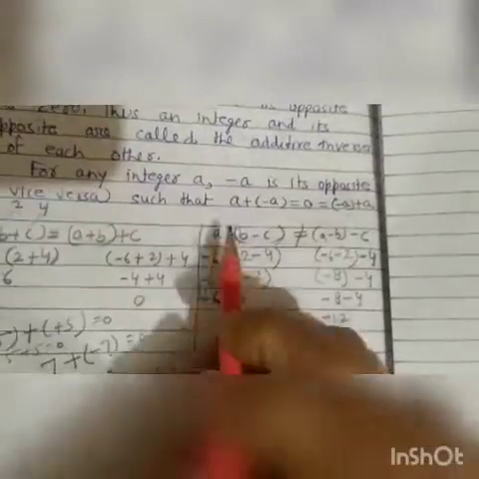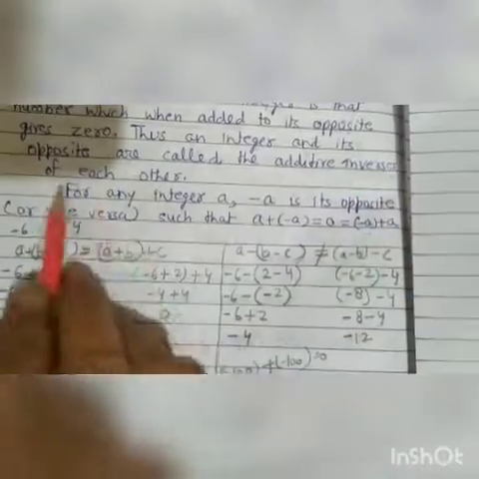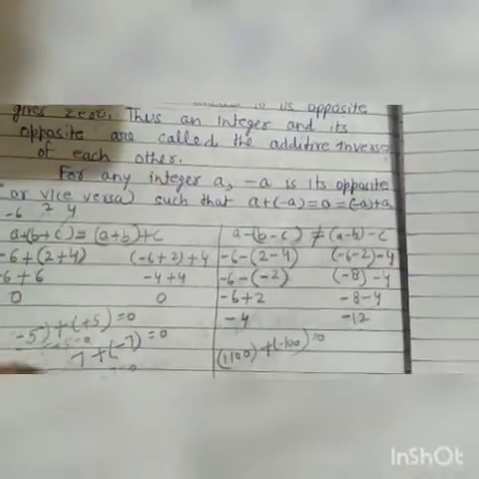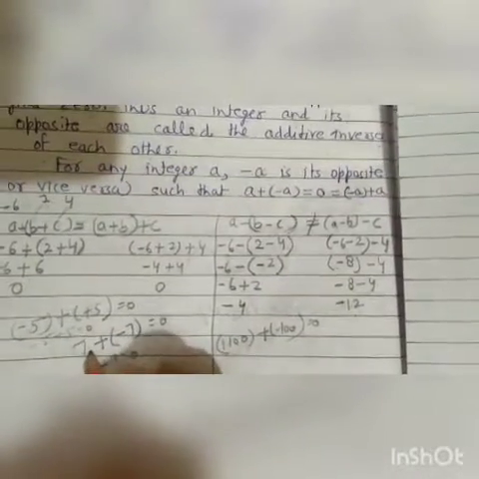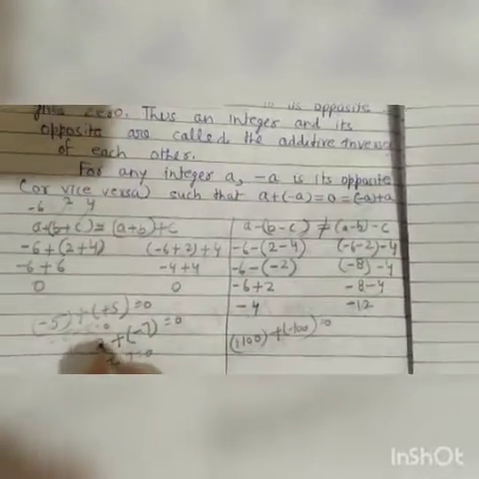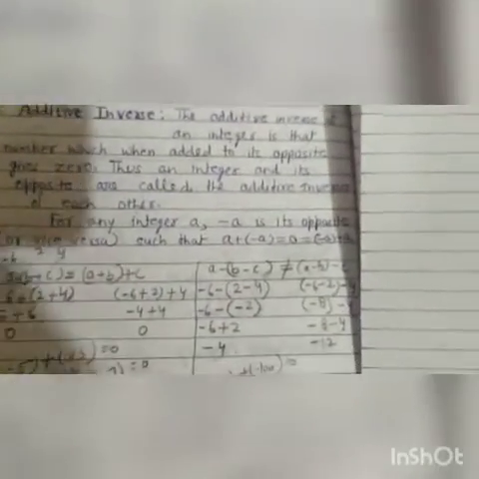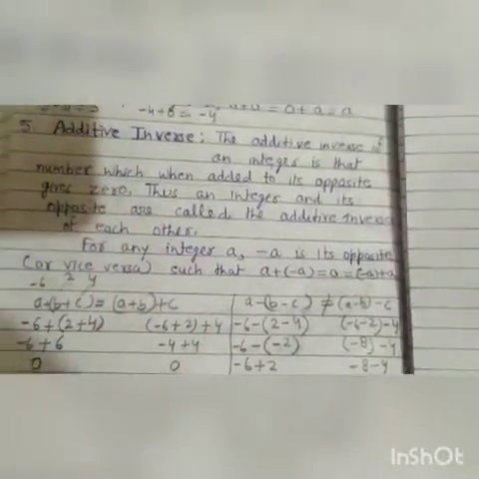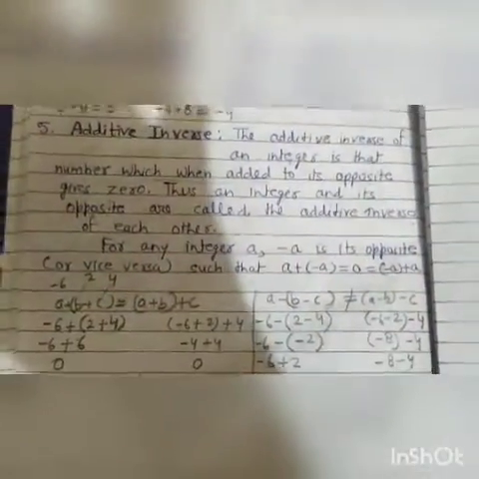Clear? Thus an integer and its opposite are called the additive inverse of each other. Plus 7 and minus 7 are the additive inverse of each other. And students, there is no additive inverse for 0 because 0 carries neither a plus sign nor a minus sign. So what is the additive inverse of 0? 0 is 0. So these are the properties of integers.